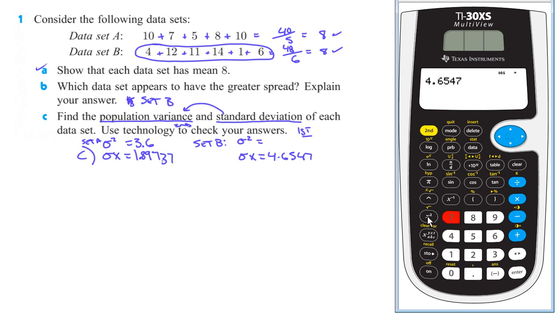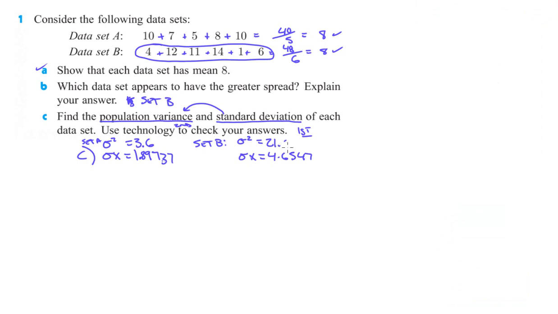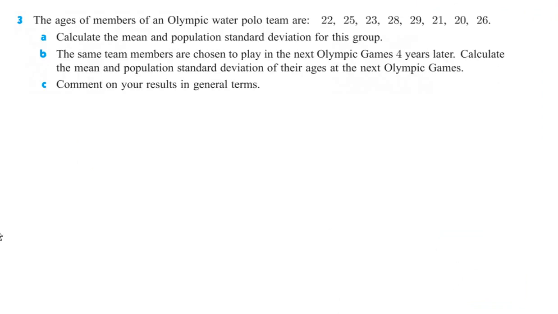4.6547 squared gives us 21.67, we'll call it, is the population variance. Okay? Okay, now off to the next one, which is number 3.